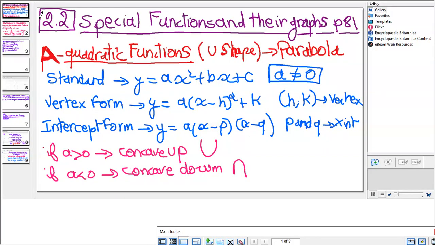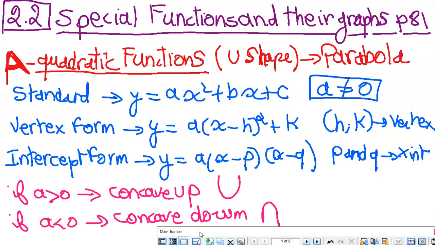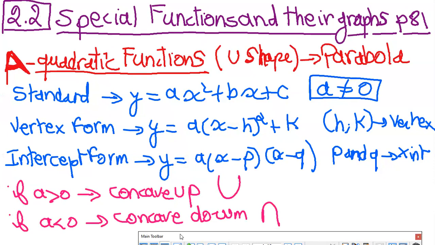Hello, guys. This is a new lesson, new chapter 2.2. It's about special functions and their graphs. We'll start with the first part. In this chapter, I will record many parts because each function I will do by itself. Now, I'll start with the first function.